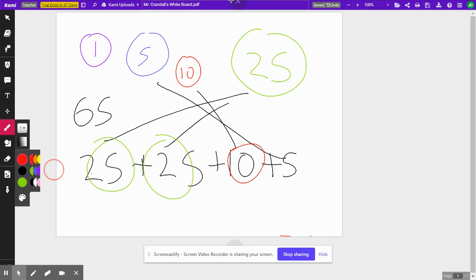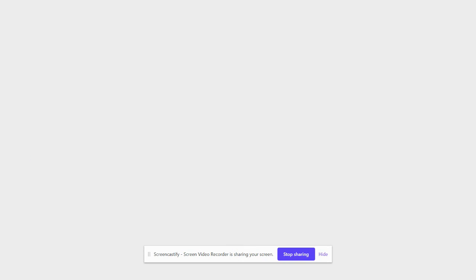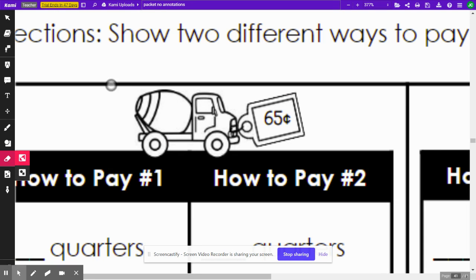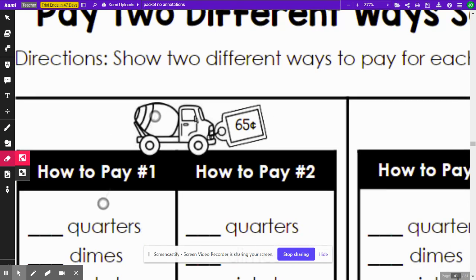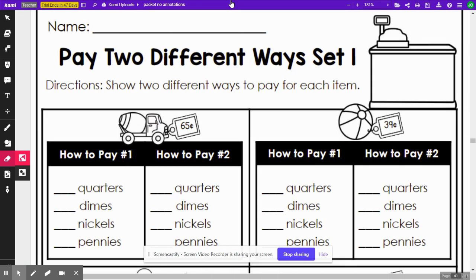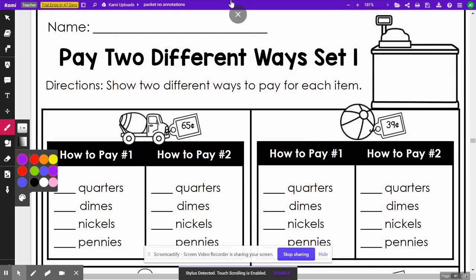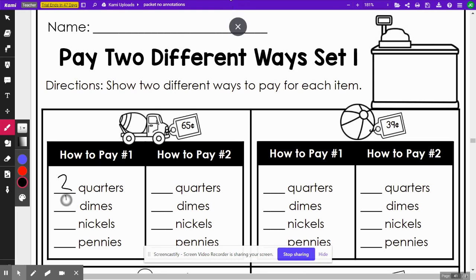So on the other page, we'll go back so you can see it. What you do is you write the numbers. We have 2 quarters, 1 dime, 1 nickel. So how to pay way number 1: we had 2 quarters, 1 dime, 1 nickel, and 0 pennies. Now, how do we pay another way?